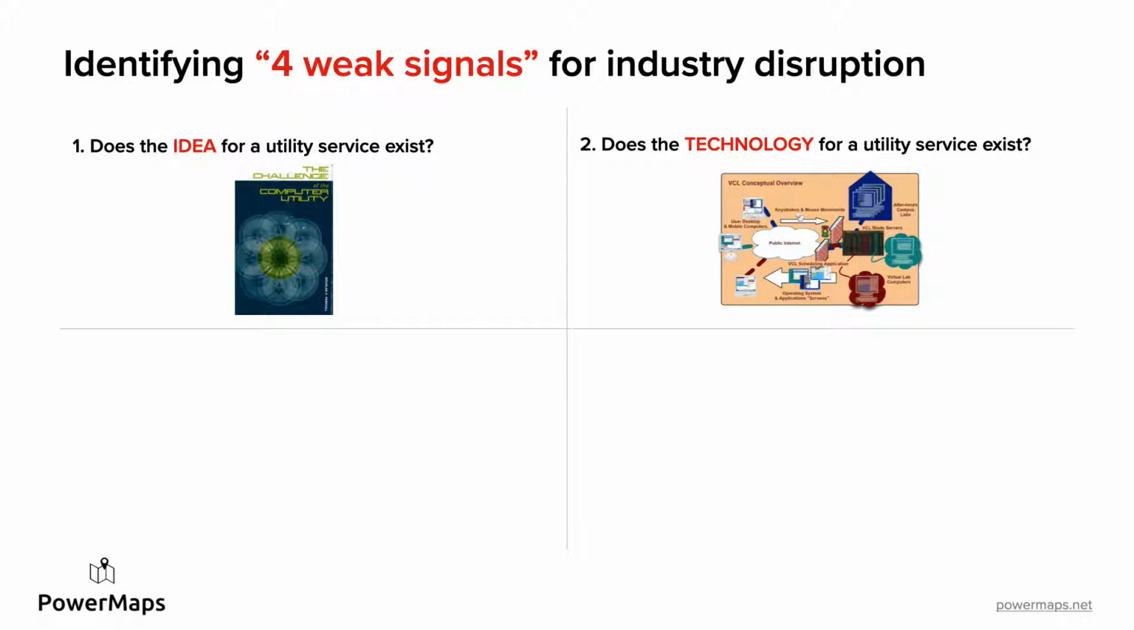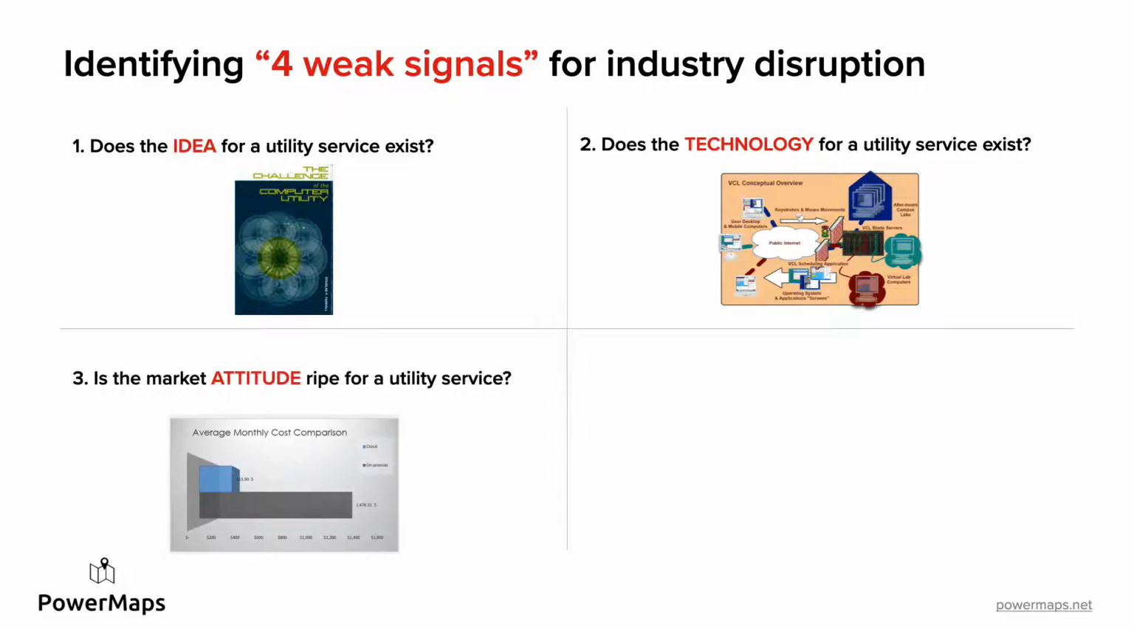Secondly, the technology to provide the product as a utility needs to exist. At that time, academic and research facilities had been using shared computing power for some time, so the technology challenge wasn't a problem. Thirdly, the market attitude had to be ripe for a utility service, which happens when there's dissatisfaction with the perceived value for money of existing offerings. It was easy to show how cloud computing could provide huge cost savings, as people could just pay for what they used and didn't need to buy and manage their own computing infrastructure.